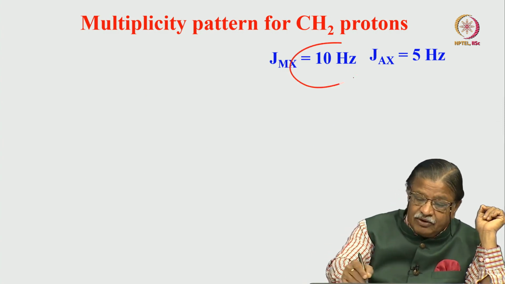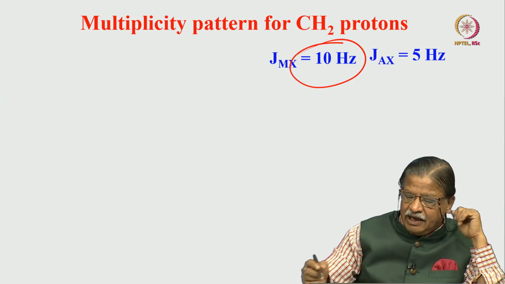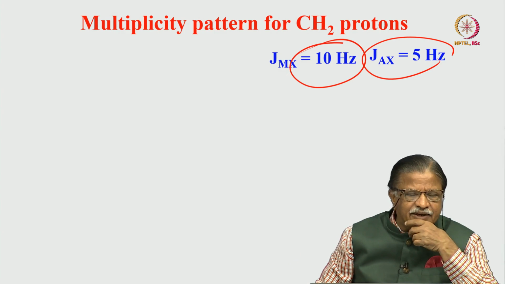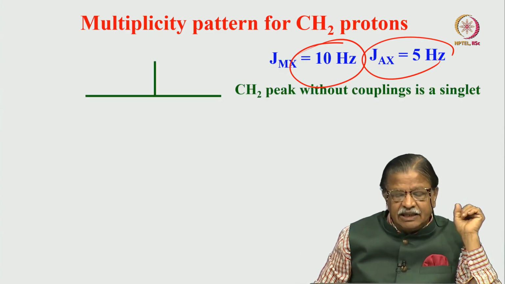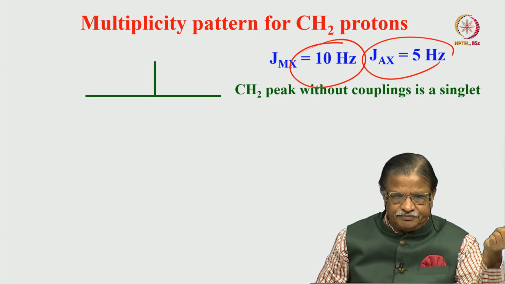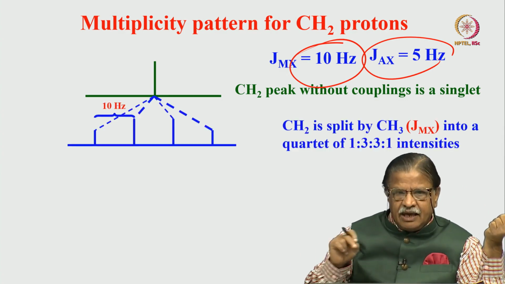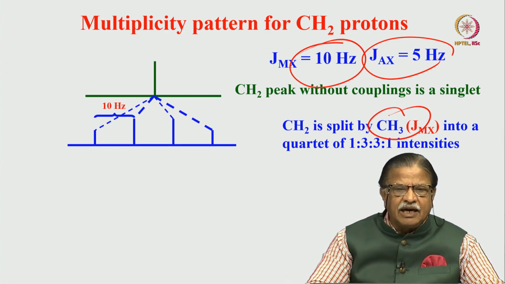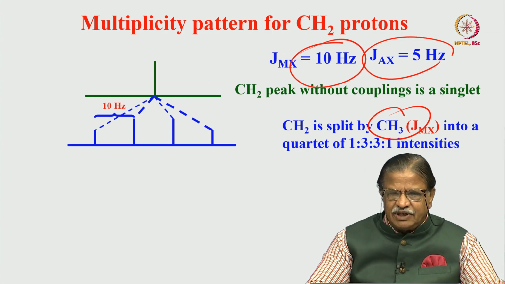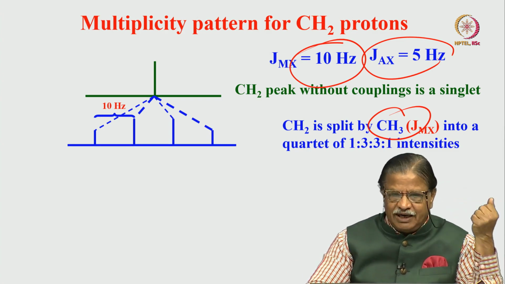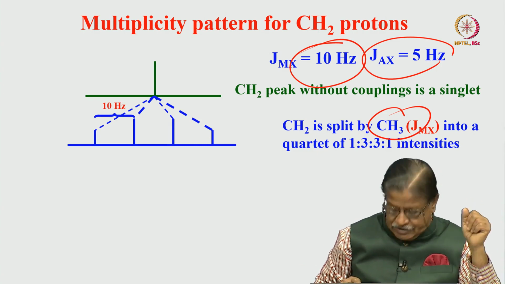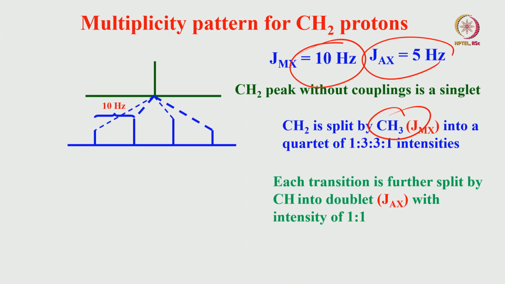I told you CH2 is coupled to CH3 with 10 hertz coupling, and of course it is coupled to the other one, the CH proton, with 5 hertz. How do you generate the multiplicity pattern now? The CH2 proton in the absence of any coupling is a singlet. It is split into a quartet because of CH3 with a coupling constant of 10 hertz. Of course, the intensity as you know is 1331. It is a quartet. It is further coupled to what? The CH proton. What is that CH coupling? 5 hertz.